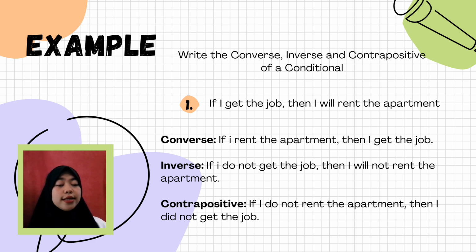So the next one is the inverse. If I do not get the job, then I will not rent the apartment. So, di ba, ginenegate niya lang yung antecedent and consequent, meaning kinontradict niya or dineny. And lastly, the contrapositive. If I do not rent the apartment, then I did not get the job. So, ginenegate niya yung statement and ginainterchange niya yung dalawang statement. So, from its original statement, if I get the job, then I will rent the apartment.